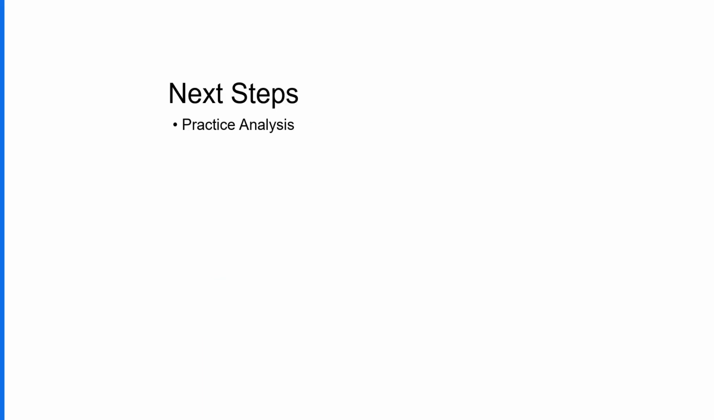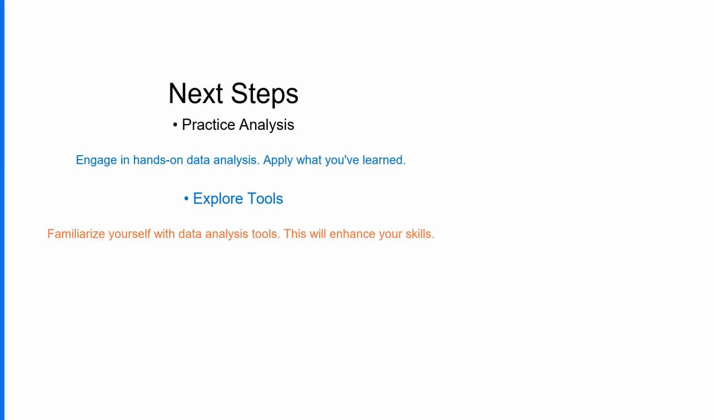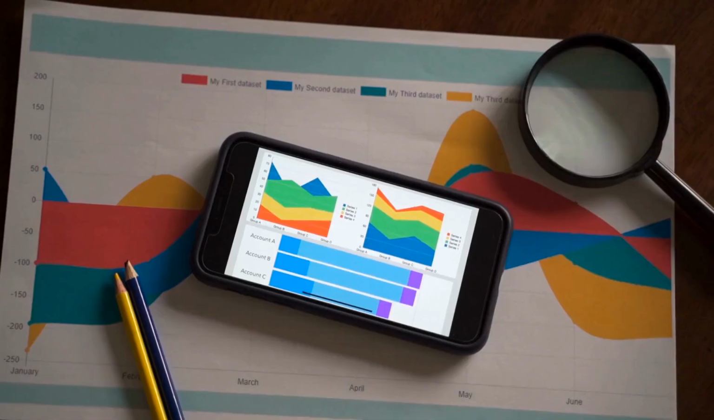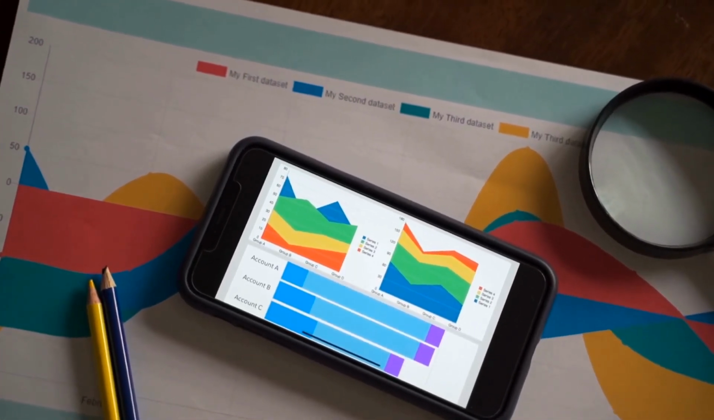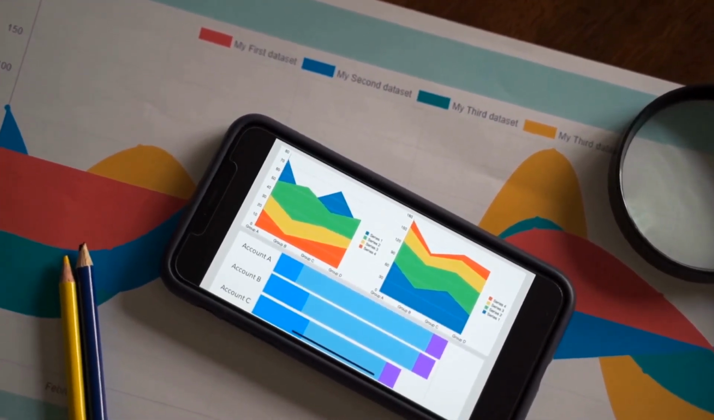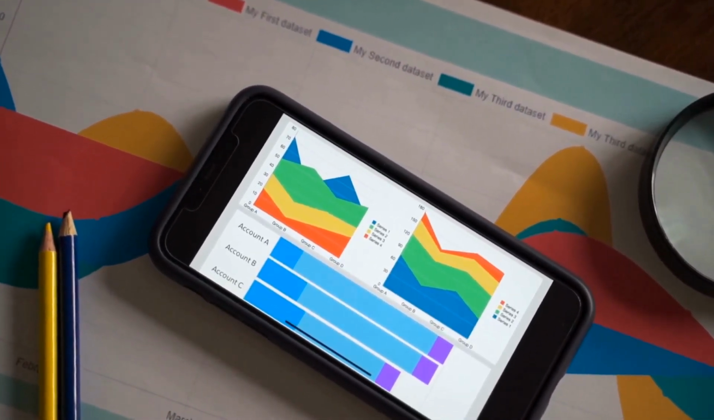As you continue your journey, practice hands-on data analysis to apply your knowledge. Exploring various tools will further enhance your skills in data science. Consider exploring additional resources for further learning. Books, online courses, and articles can provide deeper insights into data science.